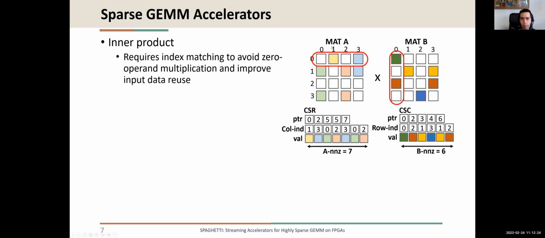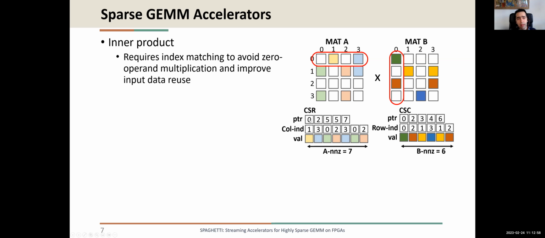So for this matrix A, we store only non-zero elements. This val array is an array of the non-zero elements that we have in matrix A in a row-wise order. And we need another array that indicates the column index corresponding to every non-zero element. For instance, for this yellow one, the column index is 1. The next one, the column index is 3. And we have a pointer array.